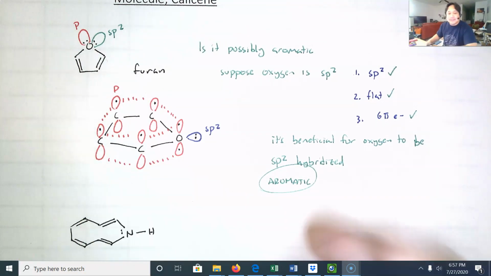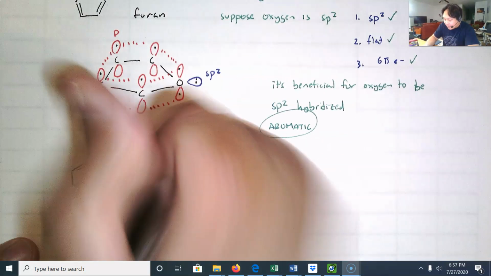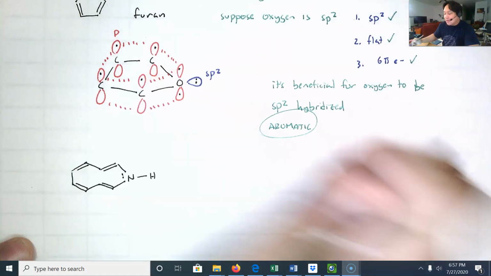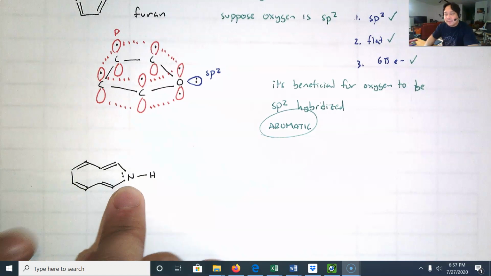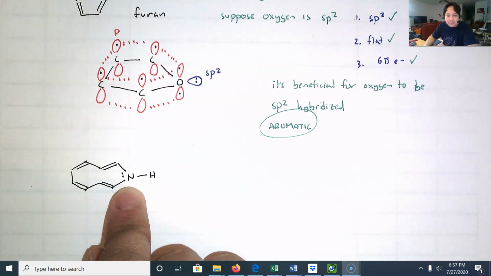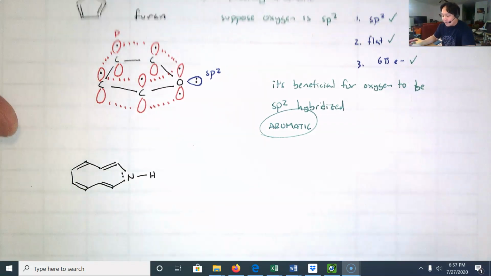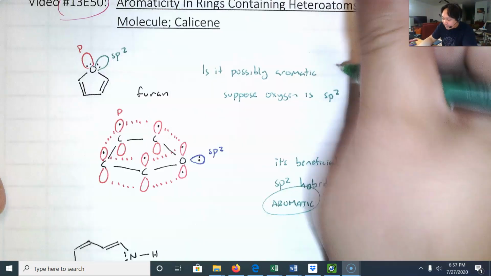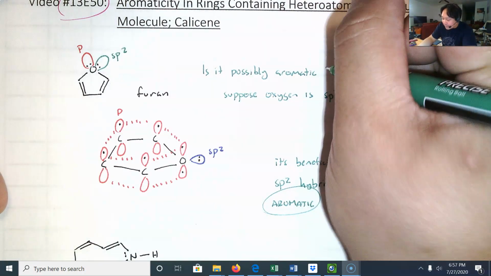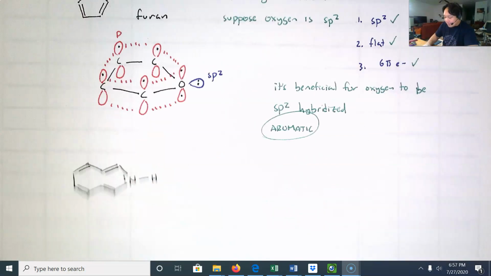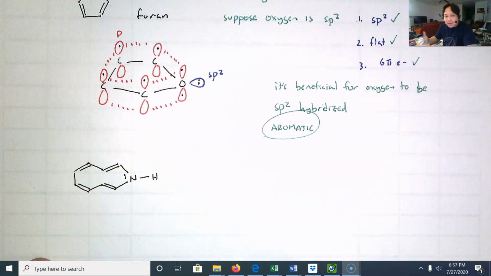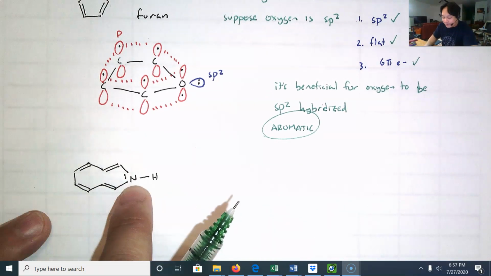How about this? We have another potential choice where that atom, do we want it to be sp2 or do we want it to be sp3? Again, question number 1: is it possibly aromatic? All the other atoms are sp2 hybridized. So really the only thing that might be holding us back is what's happening with this nitrogen.